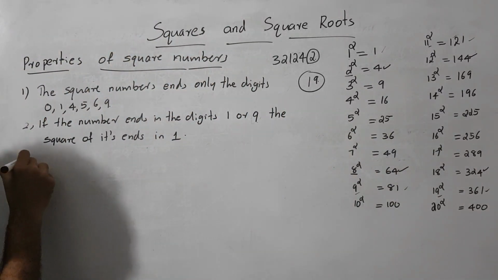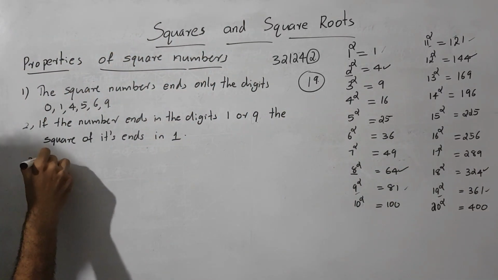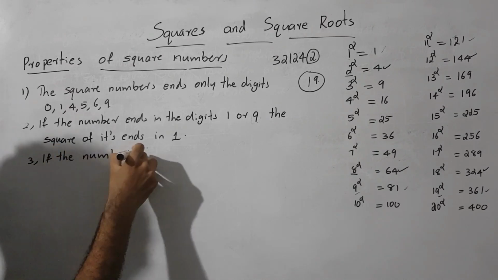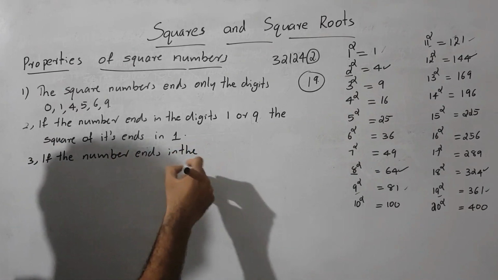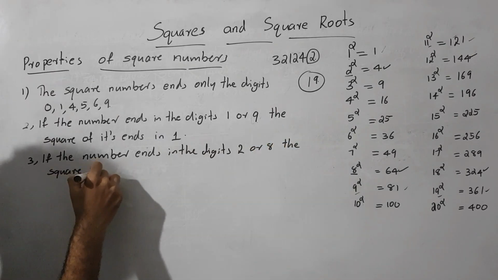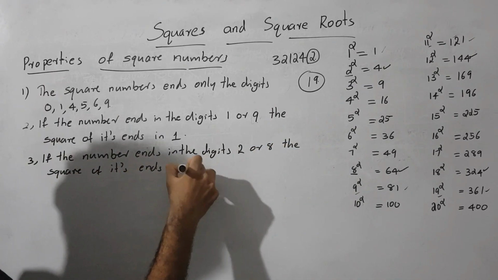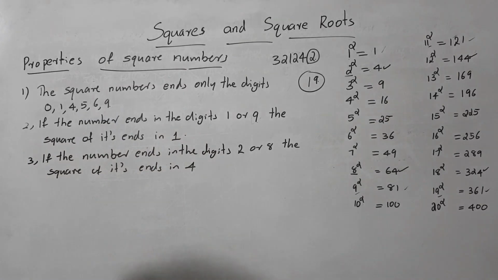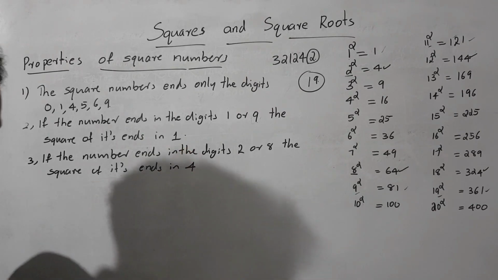The third property: if the number ends in the digit 2 or 8, the square of it ends in 4. Okay, if the number ends in the digit 2 or 8, the square of it ends in 4.